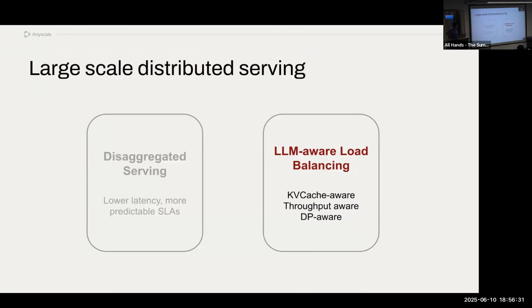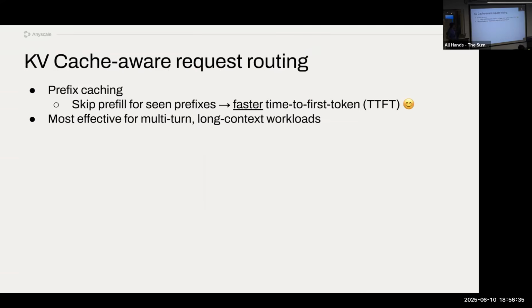Now let's talk about LLM load balancing a little bit. I will talk about it in the context of KV cache aware request routing. Before that, you need to know what prefix caching is. Prefix caching is this idea of skipping prefill for seen prefixes, which ultimately results in faster time to first token. Very effective in multi-turn contexts.